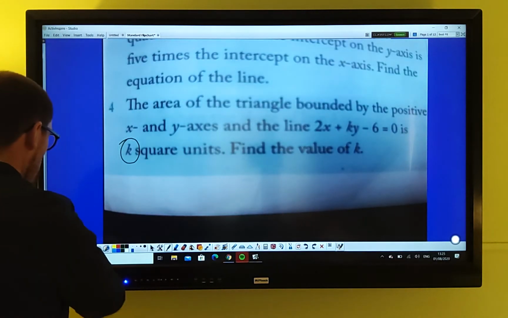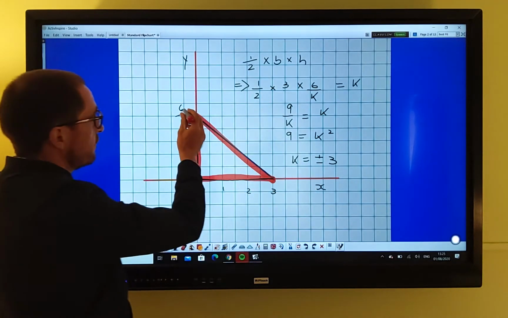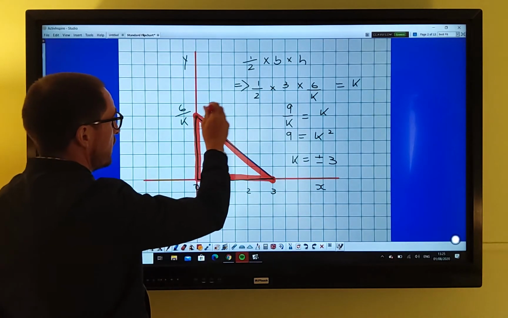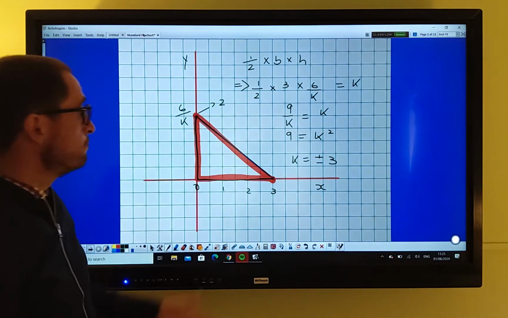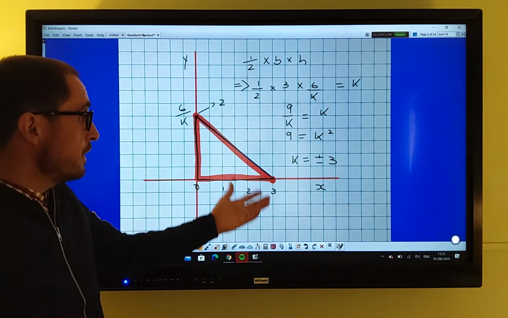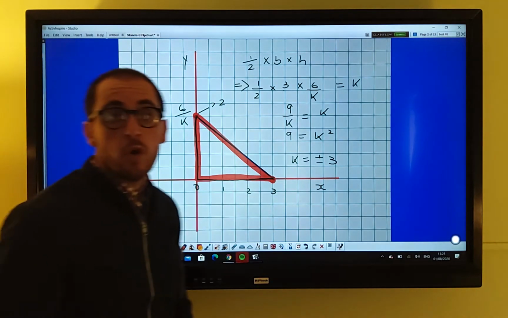If you look at it, say if we try k is equal to 3, 6 divided by 3 gets me this point here being 2. Now, half of 2 times 3 is equal to 3. k is equal to 3, which is the area of the triangle. And that's all there was to that.